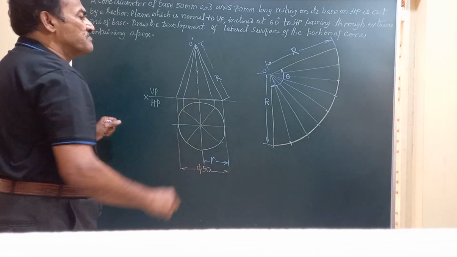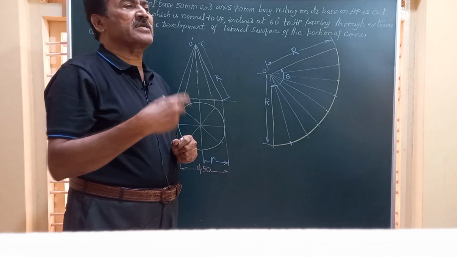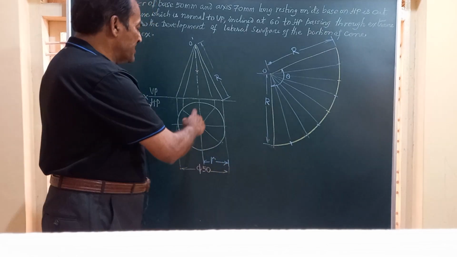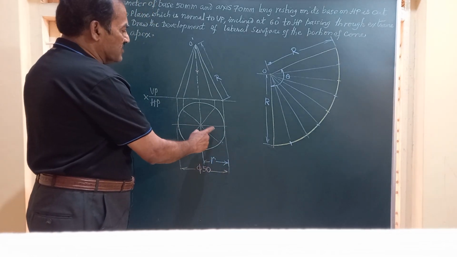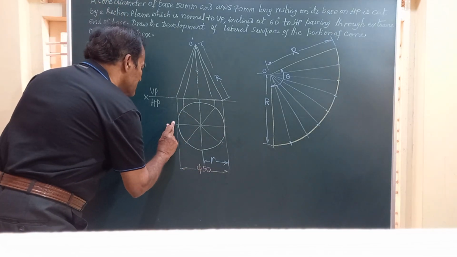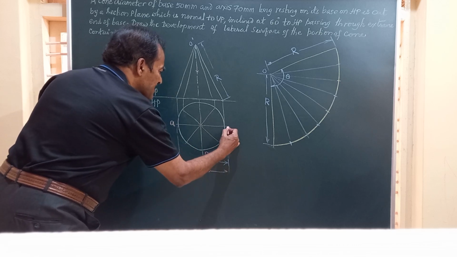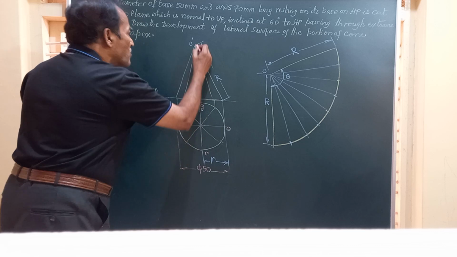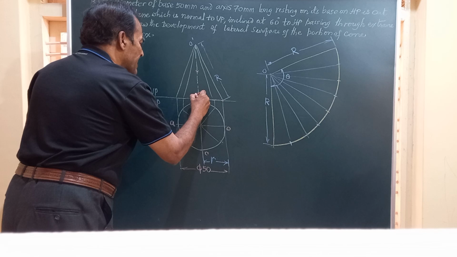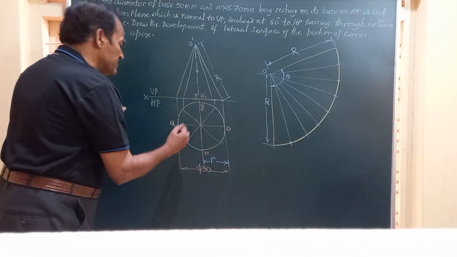And I have divided this periphery into a minimum of 8 parts. If you divide into 12, you get a better curve, but there won't be space to accommodate all these. Hence, I divided this into only 8 equal parts: 1, 2, 3, 4 and 4. Let's name this as A, this is B, C, D, E, F, this is G. O dash is the vertex, O1 dash is the center of the base, the axis is perpendicular to HP. So these parts you can just mark them.